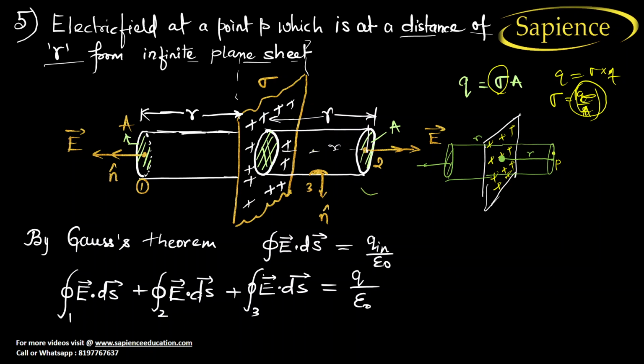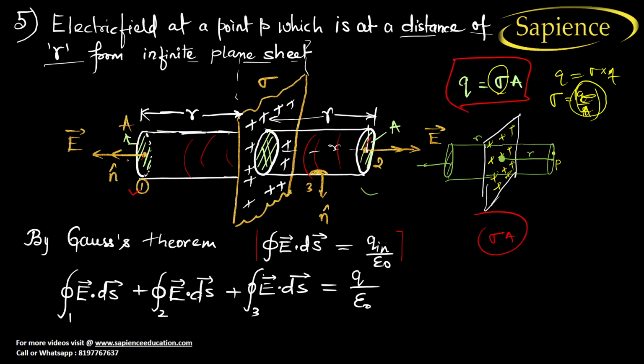Now if we have drawn the Gaussian surface, what do we have to do? We have to find the electric flux at each surface. So first of all, see how many surfaces there are. One surface, second surface, and this is your third surface. The third surface is the curved surface. Now by Gauss's theorem, E dot ds is equal to the charge enclosed by epsilon naught. So for the first surface E dot ds, plus the second surface E dot ds, plus the third surface E dot ds, and this is equal to the charge enclosed by epsilon naught. Now charge is equal to sigma into A, right?